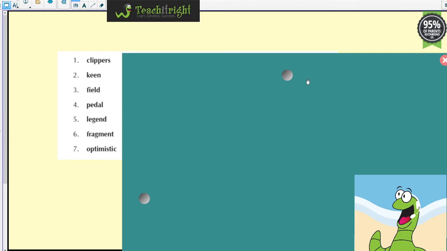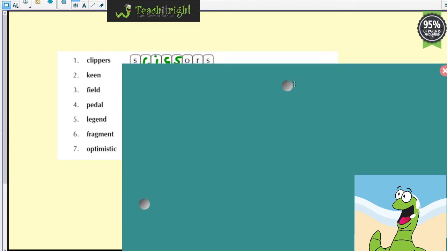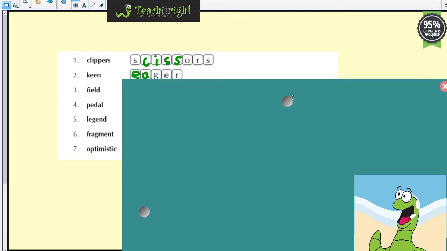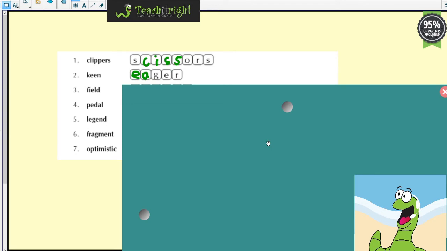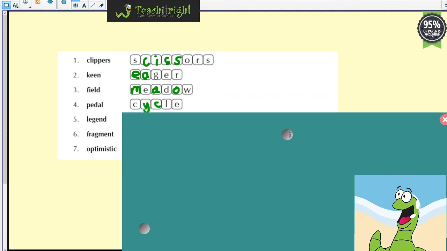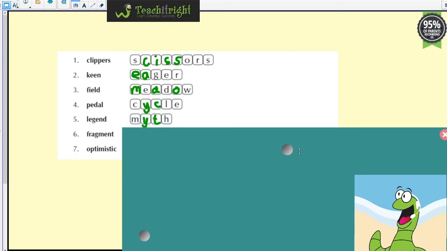Okay, welcome back. So let's run through these first 7. So we have clippers, a synonym for scissors. That's a tough one. If you're really keen for something, you're eager. Another word for field would be a meadow. So frolicking in the field, running in the meadow. You pedal your bicycle or you cycle your bicycle. So to pedal is the act of putting your feet on the pedals and pushing them. If you're a myth or a legend for number 5.